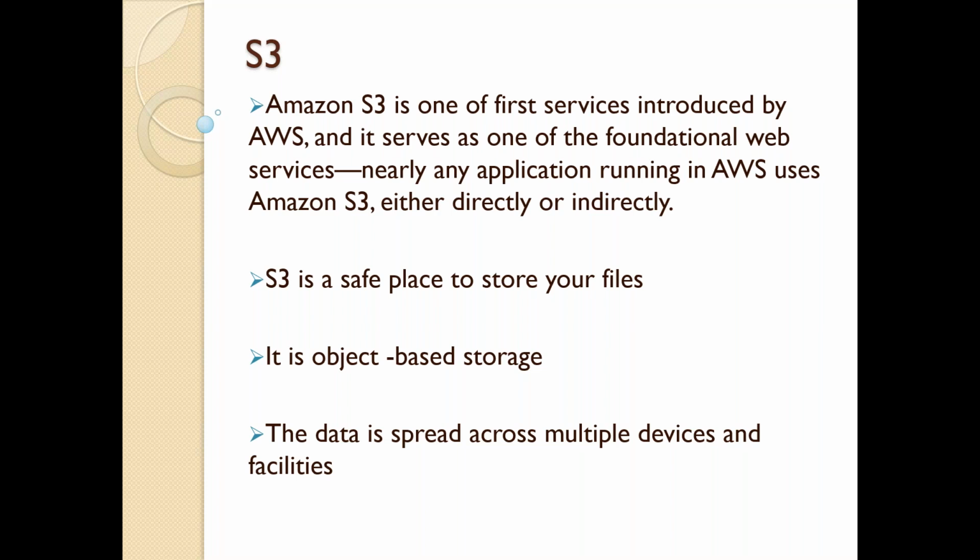S3 is a safe place to store all our data because it is all encrypted. We'll talk about encryption. It is object based, so there is no big hierarchy, but the UI will still show you folders, and we will see how that gets stored. The data is spread across multiple devices and facilities. When you upload a document here, by default it gets replicated to two different availability zones, so that your data is available whenever you need it, right?